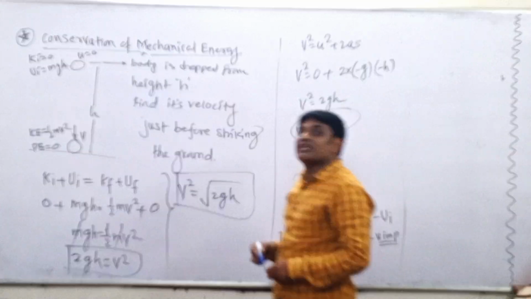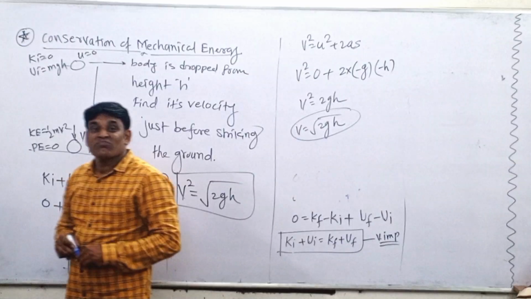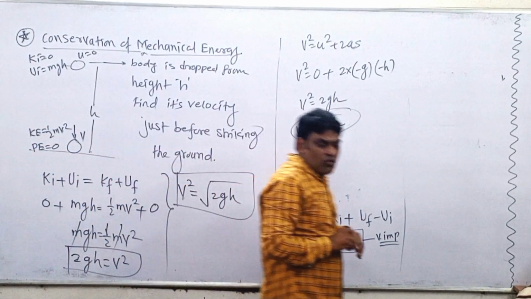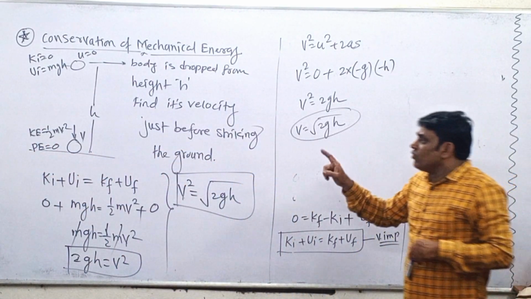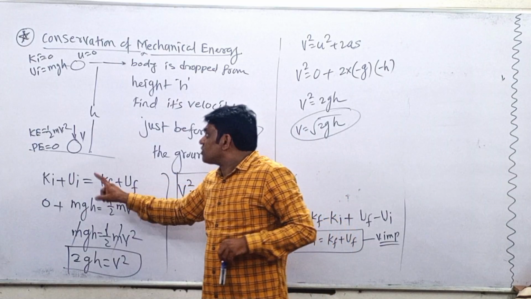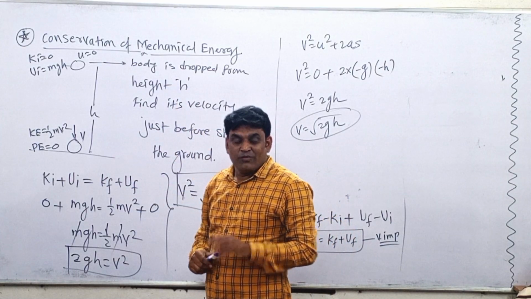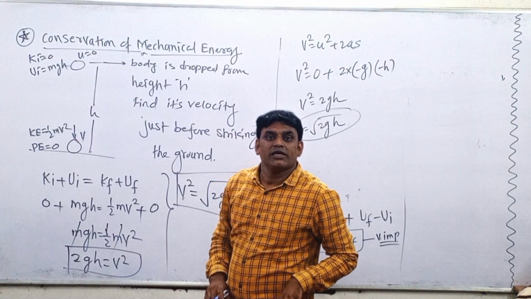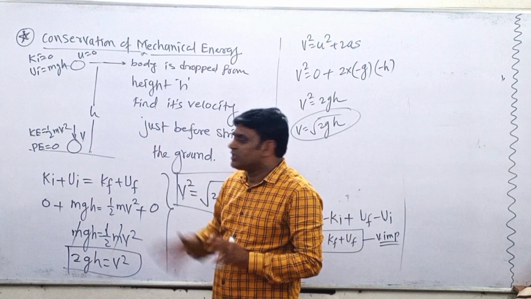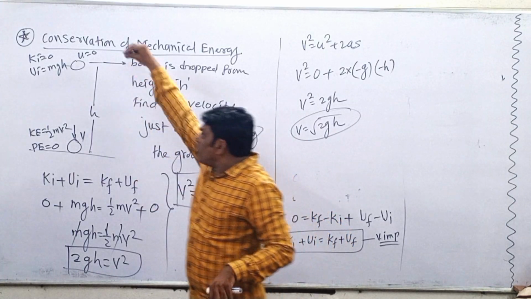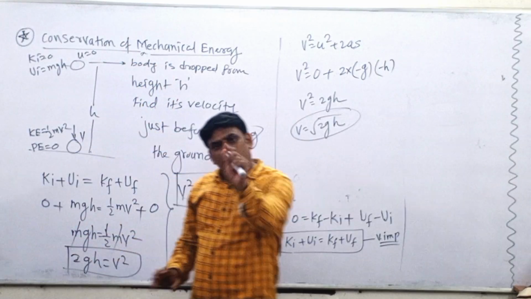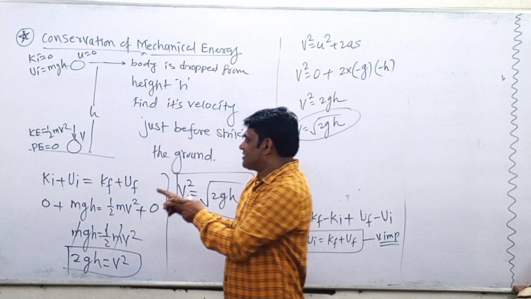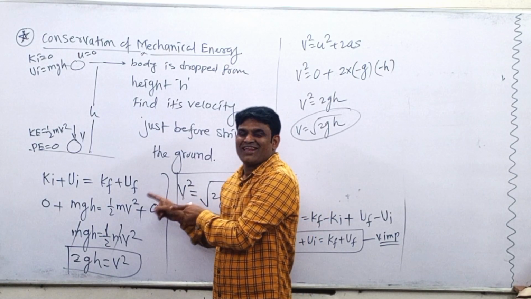This is by using kinematic equations, and this is by using conservation of mechanical energy. My question is, why are we using conservation of mechanical energy here? Because we use conservation of mechanical energy when only gravity is present. Yes, here only gravity is present. Air friction is not mentioned. So the body is dropped and comes down only due to gravitational force, and gravitational force is a conservative force. So we can use the law of conservation of mechanical energy.